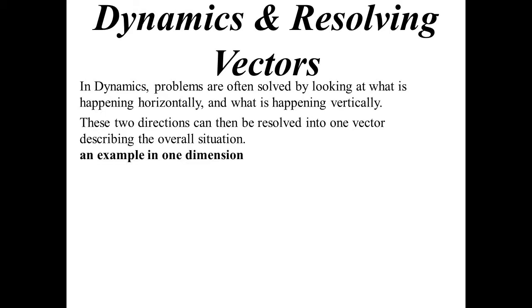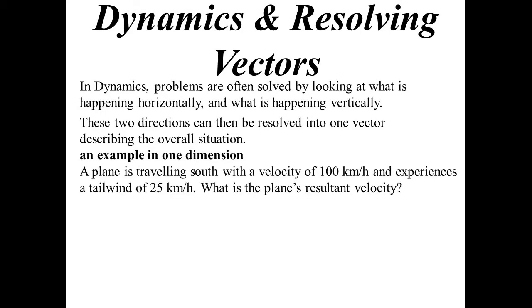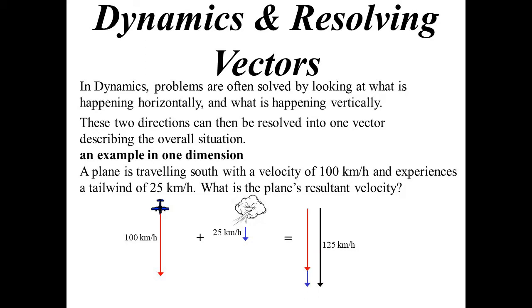So a simple example of that, you've got a plane travelling south, 100 kilometres per hour. It has a tailwind of 25 kilometres per hour. What's the plane's resultant velocity? So there's our plane, 100 kilometres per hour, and wind's blowing 25 kilometres per hour. Now they're going in the same direction, so we just simply add the two together and it would be like travelling at 125 kilometres per hour. Nice and easy when they're in the same direction, okay?